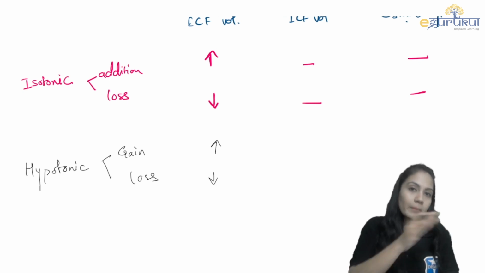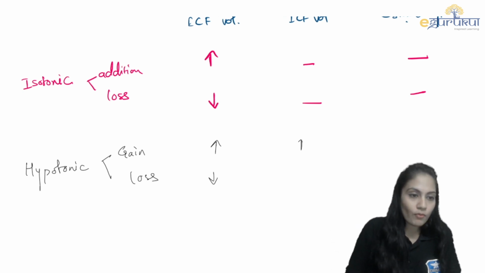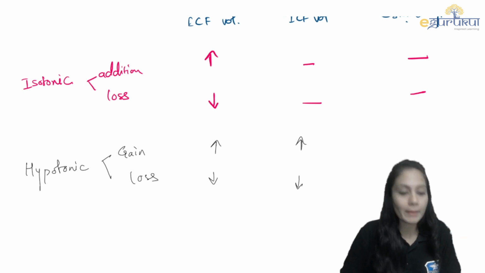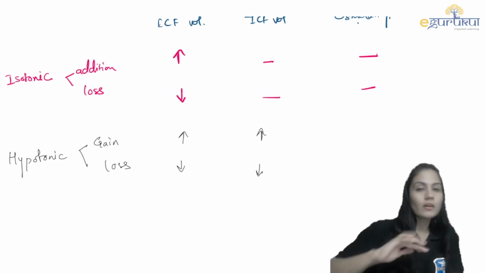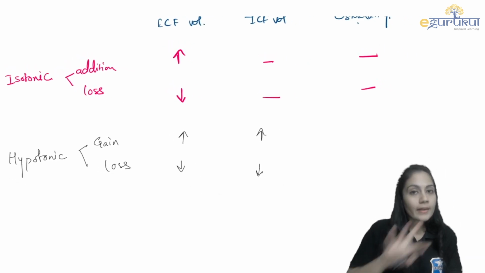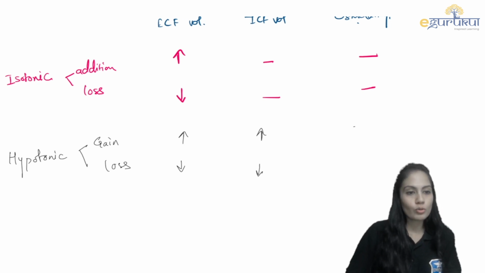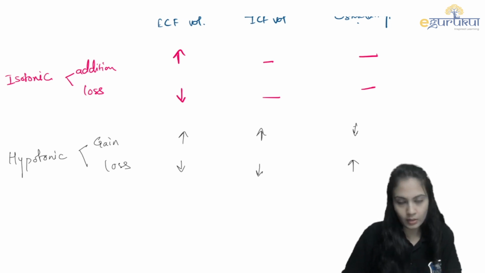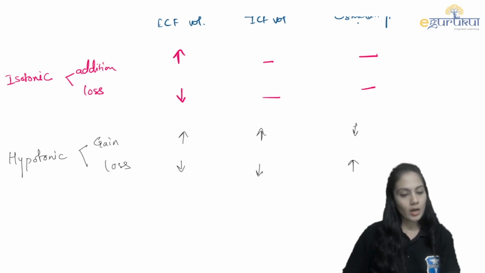Then similar changes will occur in the ICF also. So ICF volume is going to increase and decrease in the gain and loss respectively. Now, if you're adding the water and not the salt, the osmolarity will have the reverse effect. That means it is going to decrease. The diluted solution will be there, and osmolarity is going to decrease. And in this case also, the reverse is going to happen: if you lose the hypotonic solution or the water, the osmolarity is going to increase.